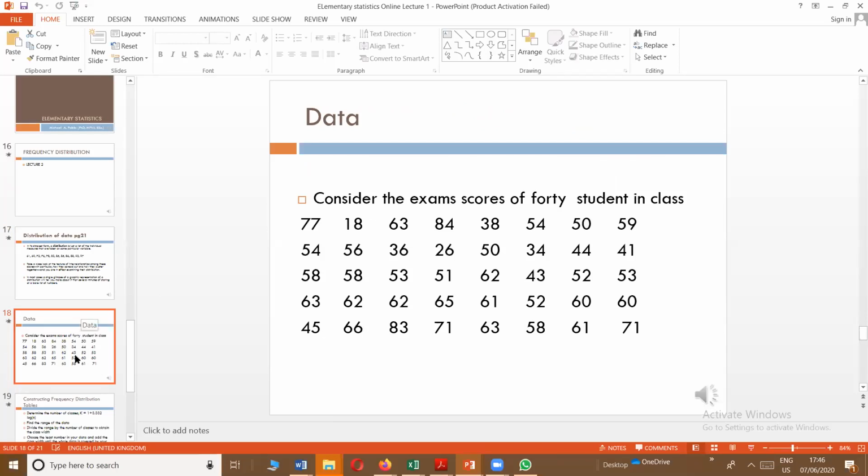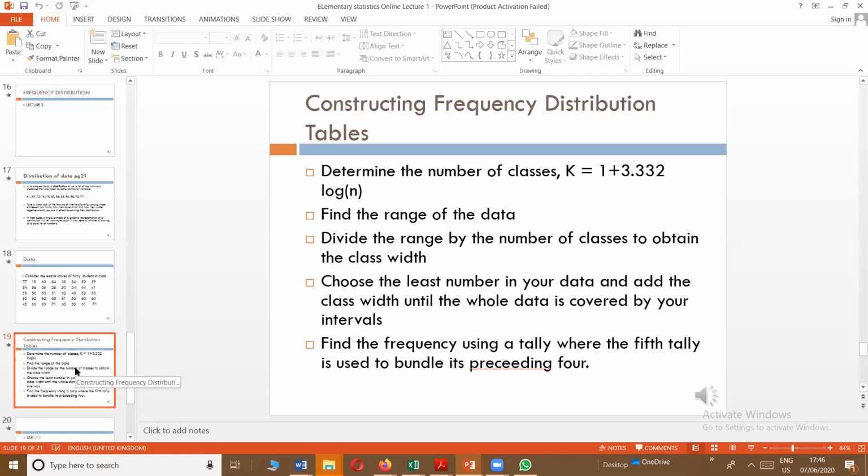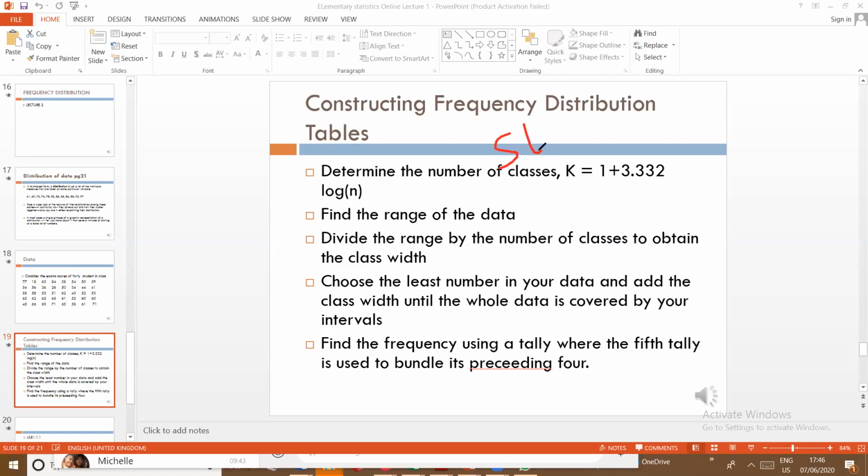These are examination scores from 40 students in a class, and we are to construct a frequency distribution table for the data. The first step is to calculate the number of classes, and that is given by the formula we call the Sturges rule. We determine the number of classes using 1 plus 3.322 times log of n, where n is the number of observations. In this case, our n will be 40.